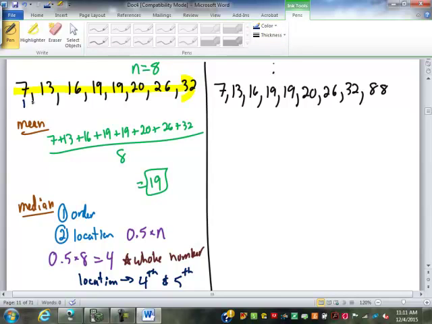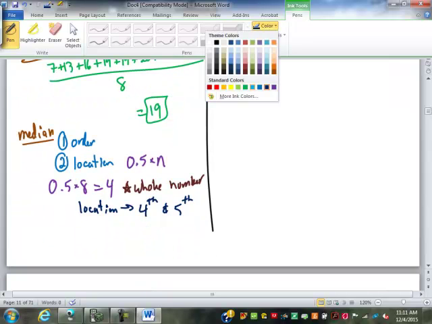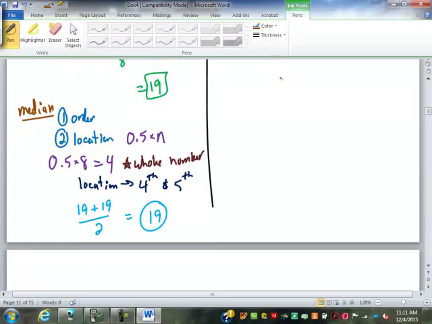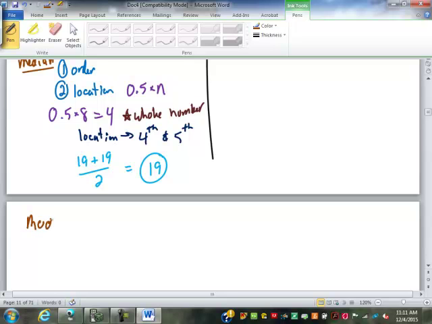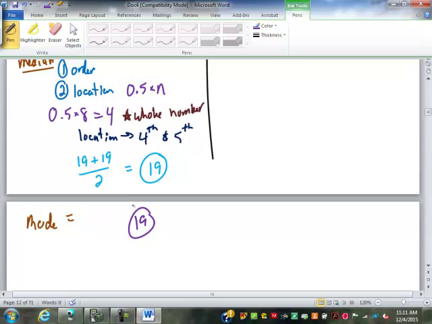So going up here, 1, 2, 3, 4, 5. I'm just going to finish numbers out. Sorry. Between the fourth and fifth numbers is 19 and 19. Now obviously between 19 and 19 is 19. But if they were different, we would just add them together and divide by 2. So our median here is 19. Really quick calculation, what's our mode? 19, very good. That's the only number that appears more than once, is 19.